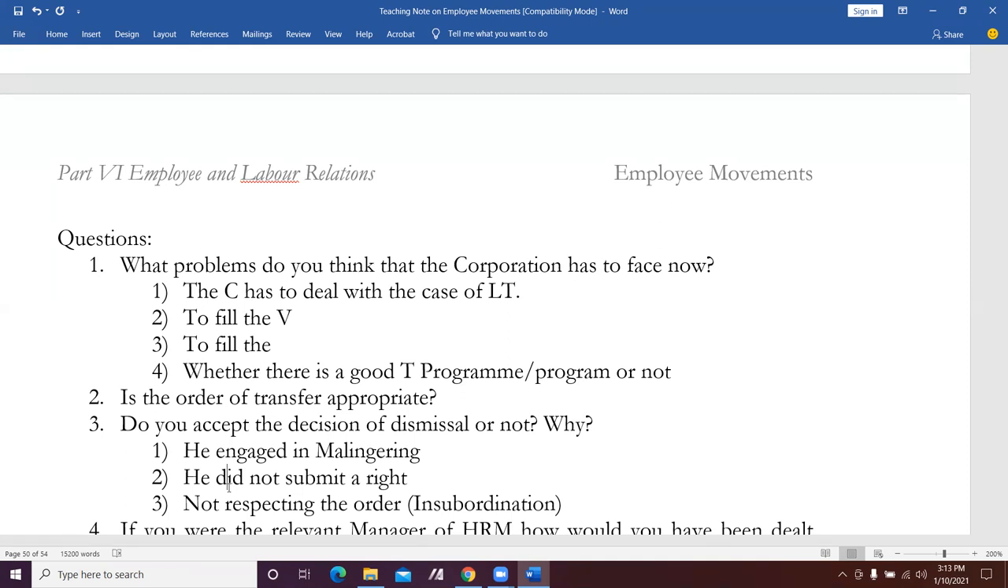At least, he could have done this way. Kulasekara could have accepted the order and then gone to Anuradhapura and then appealed, specifying his actual problem. Now, rather than dishonoring the order at the outset, this will really hurt the relevant manager and the relevant managers.